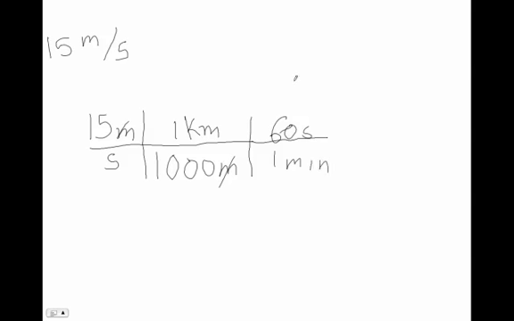Okay, so now we can see that the seconds here will cancel, so we can cancel the seconds. Now my units would be kilometers per minute, and we want it to be kilometers per hour. So now I need to do this one more time. I'm going to put my minutes on top, and then I need hours on the bottom because I'm trying to get into hours.